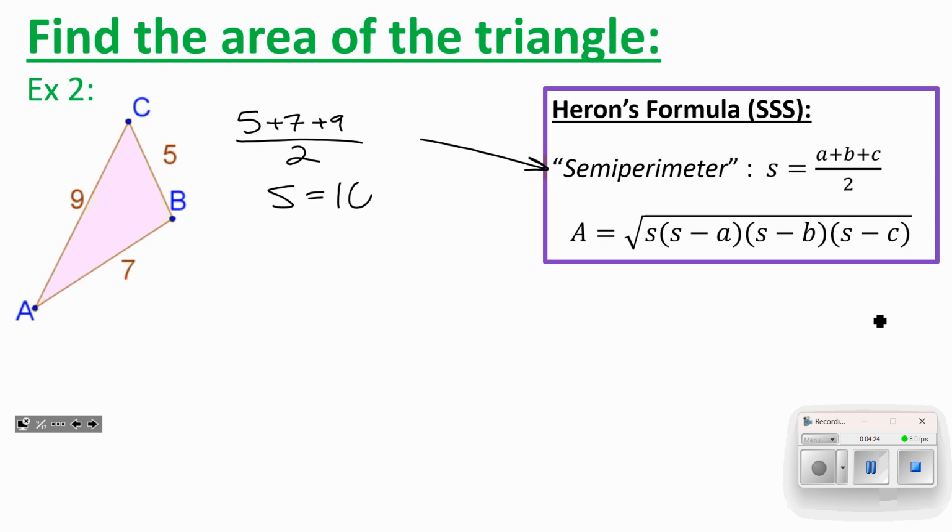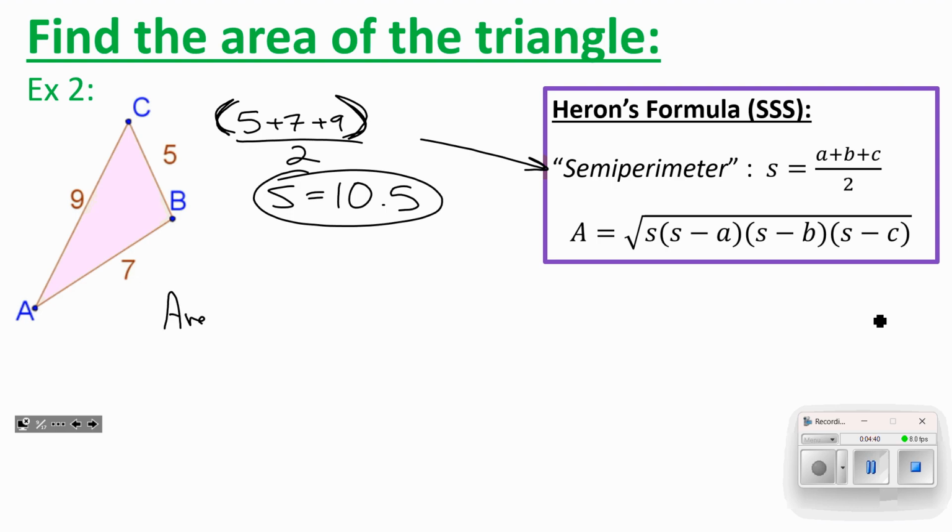So the semi-perimeter is 10.5. Be careful how you type that in your calculator. If you're doing that all in one line, make sure you put parentheses around that 5 plus 7 plus 9. Once you have the semi-perimeter, you can use your whole formula.